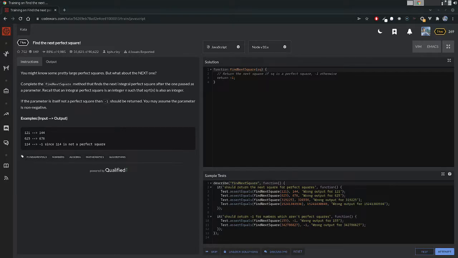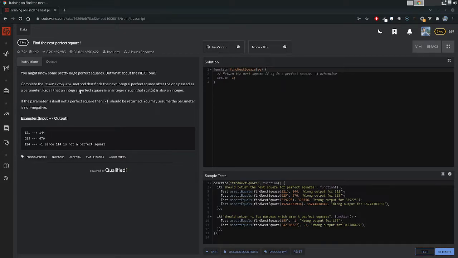All right, here we go with another fundamental Codewars challenge. Find the next perfect square. You might know some pretty large perfect squares, but what about the next one? Complete the findNextSquare method that finds the next integral perfect square after the one passed as a parameter.